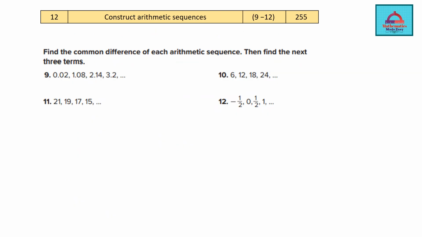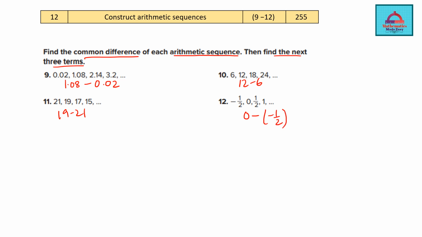Okay, now this is an easy question. You have to construct an arithmetic sequence. So first find the common difference of each of the arithmetic sequences, then find the next three terms. So the common difference is one term minus the previous term. So you do that. You do subtraction. Similarly here 12 minus 6, here 19 minus 21, here 0 minus minus half.